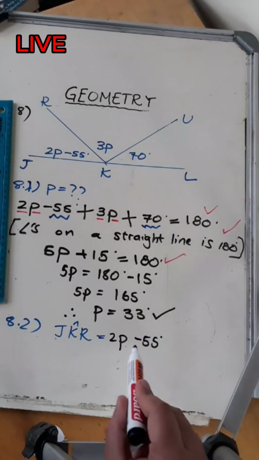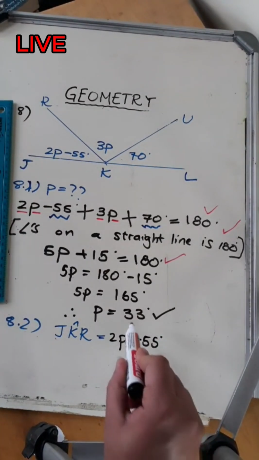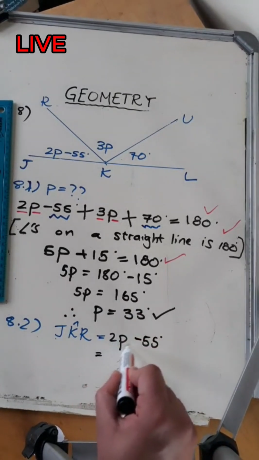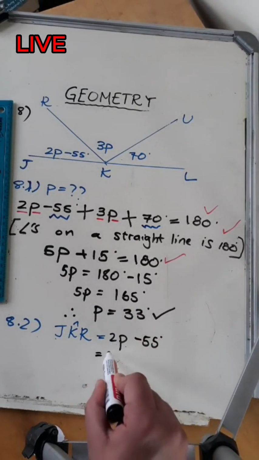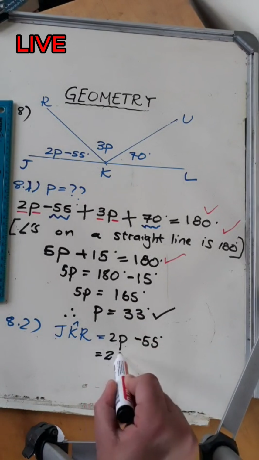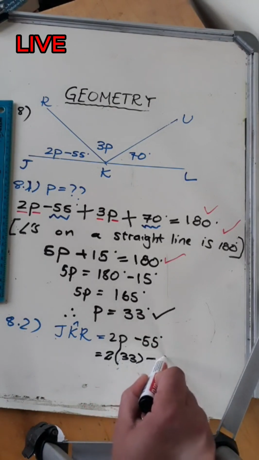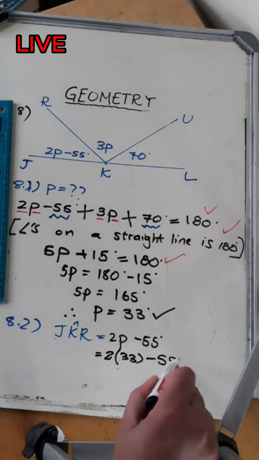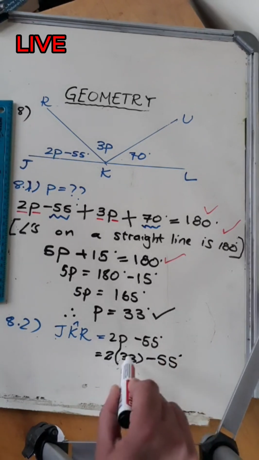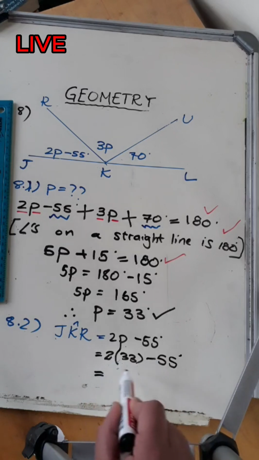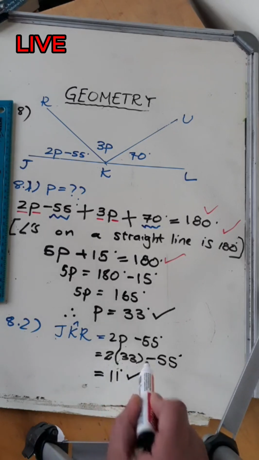But what is the value of p? It is equal to 33 because we already calculated that. So instead of p, I'm going to write 33. So 2 open bracket 33 minus 55 degrees, and that's 66 minus 55, which is going to be 11 degrees. And this here is your final answer.